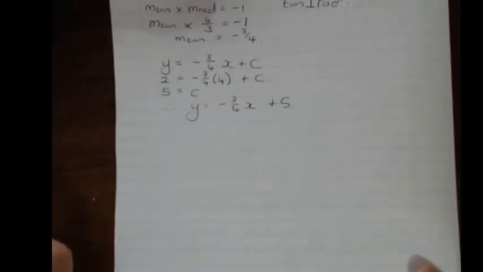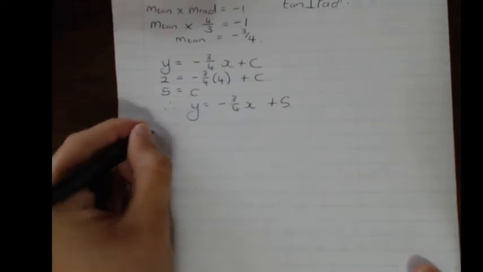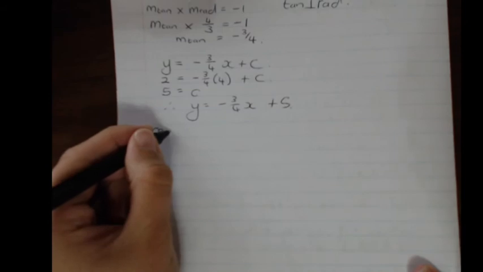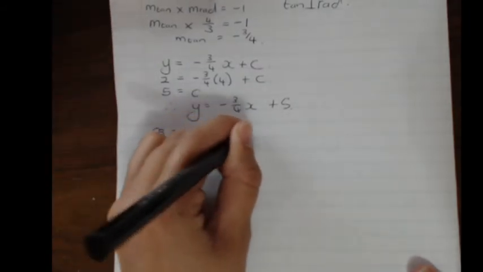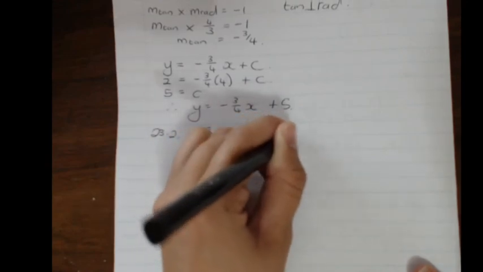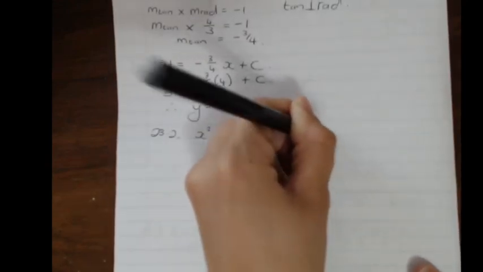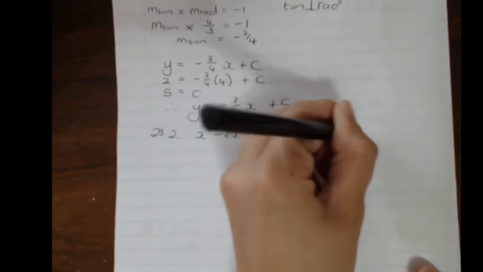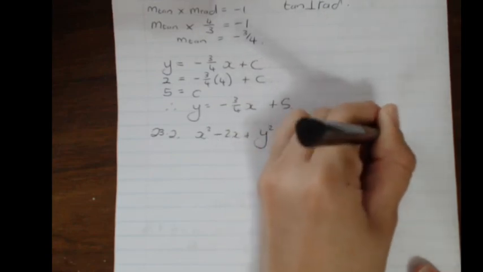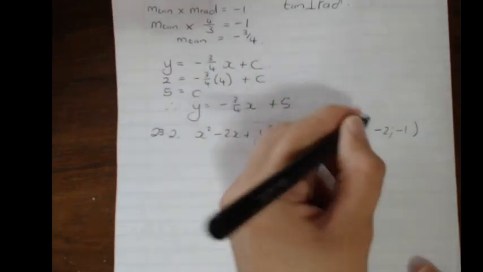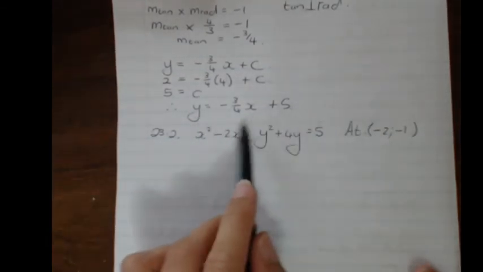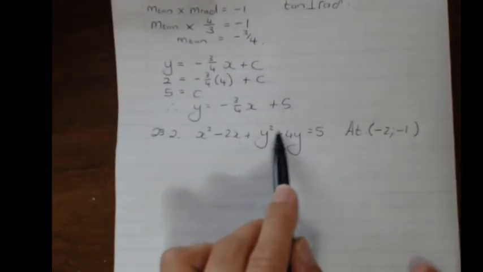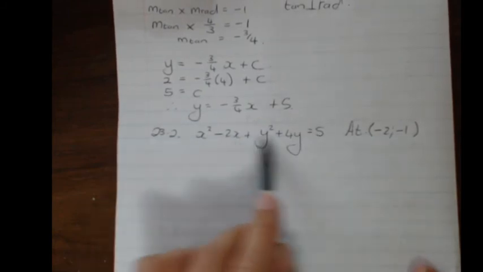Determine the equation of the tangent that touches the circle. It's the same question. Defined by x squared minus 2x plus y squared plus 4y equals 5 at the point -2, -1. Okay, so great. This is a combination of the two things that they ask most. So first we need to write this in standard form.